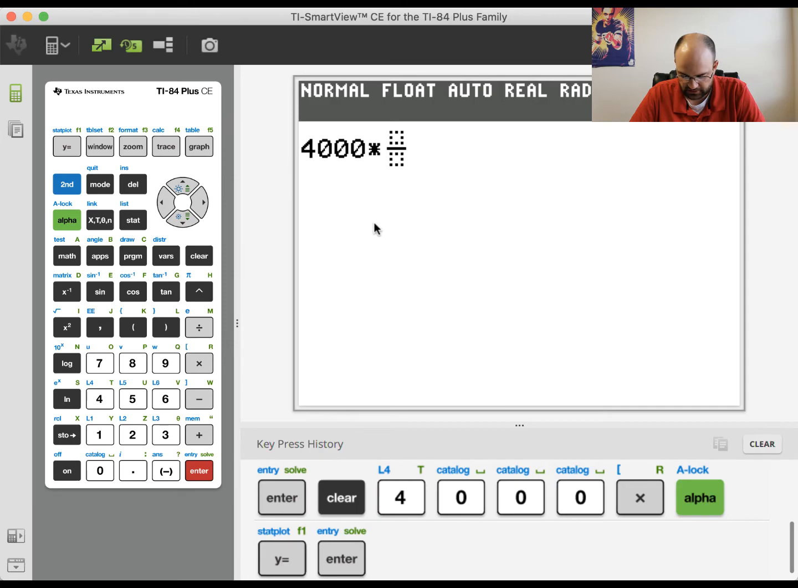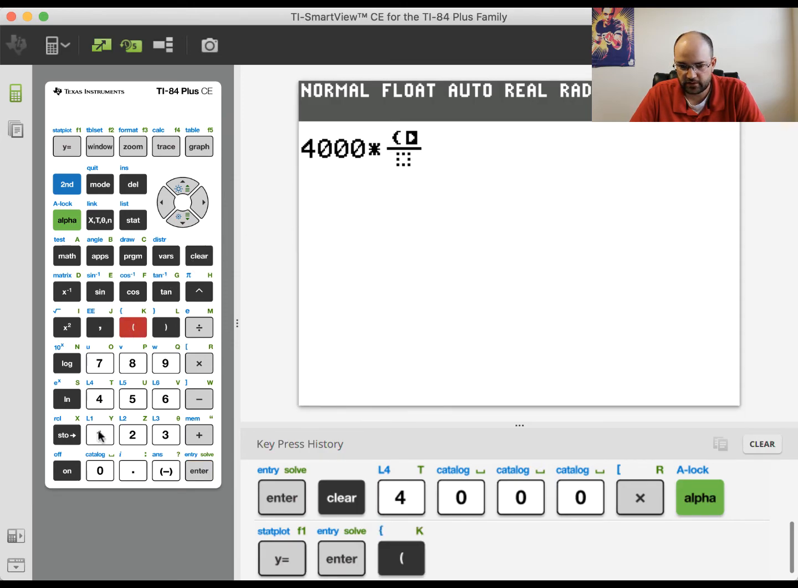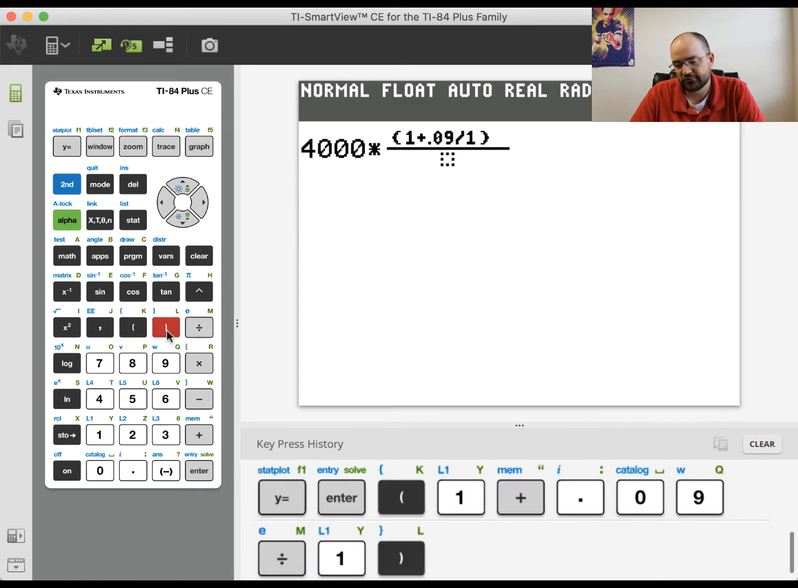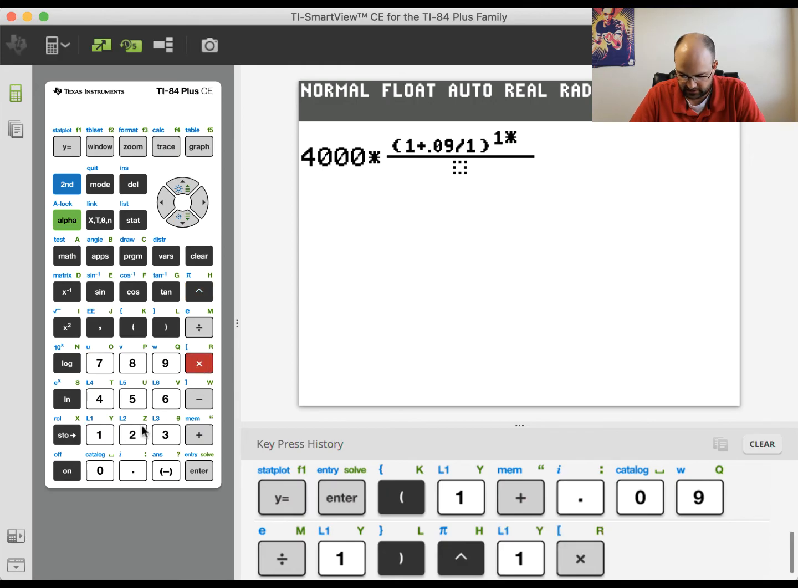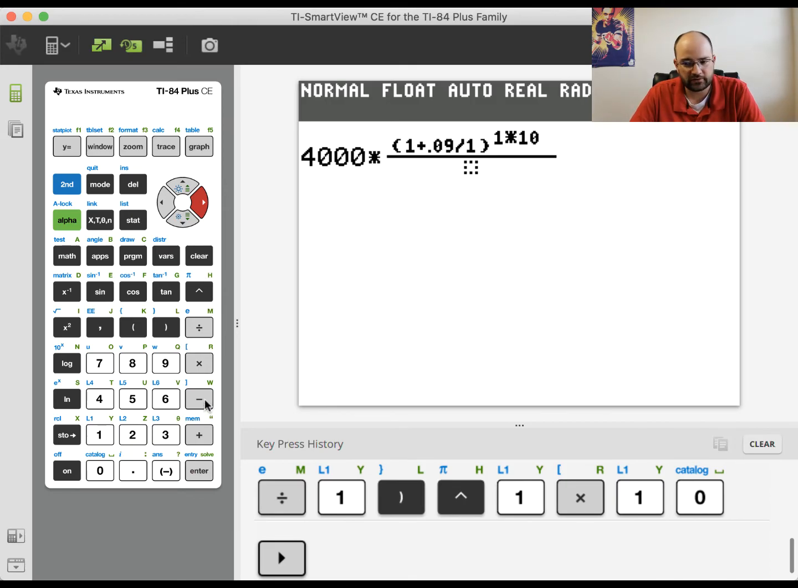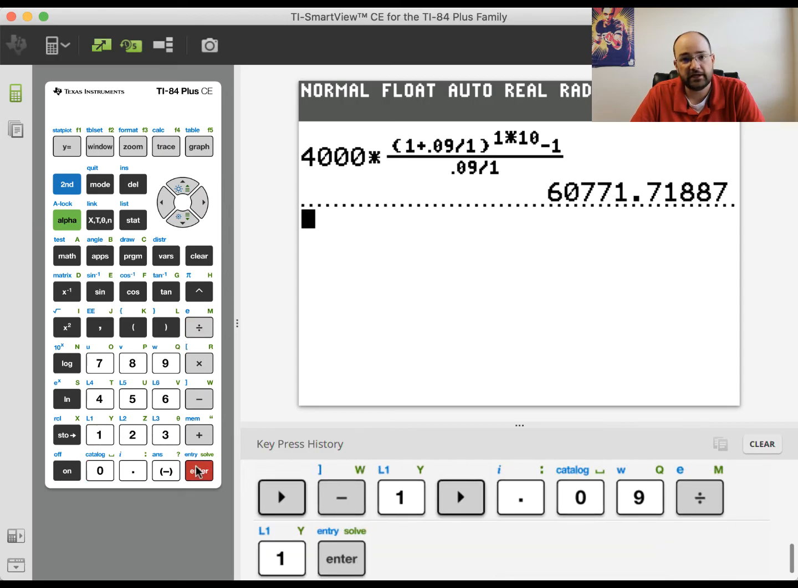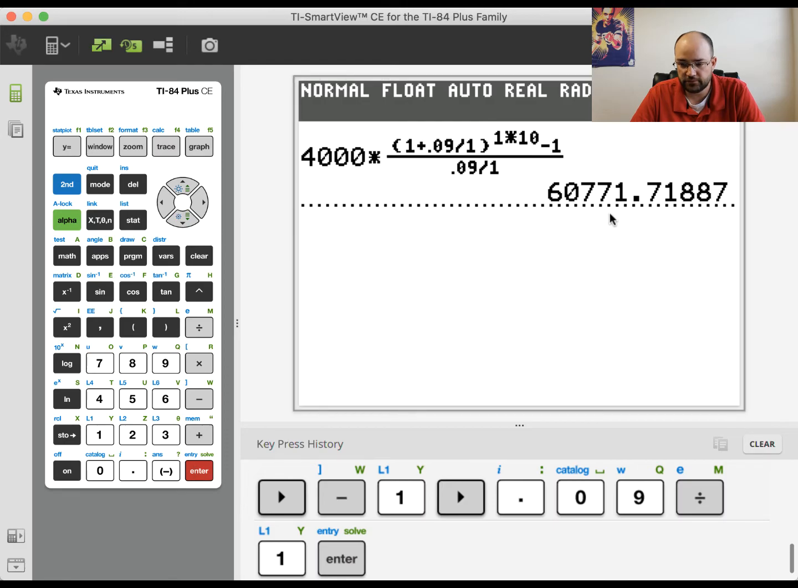So fraction over fraction. In the numerator, we had parentheses, 1 plus 0.09 over 1. Now, of course, you don't need to do over 1, but you can. And then 1 times, and then 10 for the amount of time. Then make sure you do that right arrow to get outside of the exponent, and then just minus 1. Then right arrow again, and into the denominator do 0.09 divided by 1. Click enter, and there you go. That is the future value of this ordinary annuity.